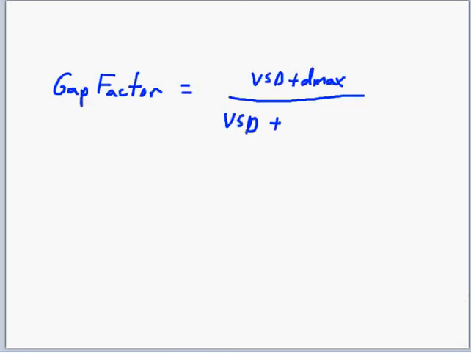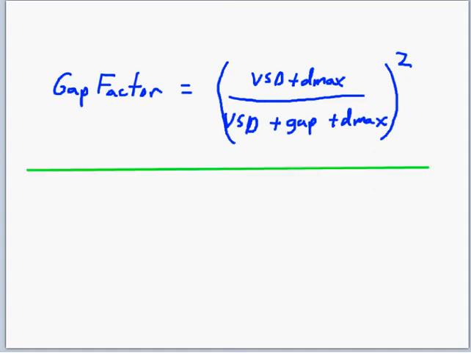The formula is called the gap factor, and the formula is just the virtual source distance for that electron cone and that electron energy plus the Dmax, over the virtual source distance plus the gap, squared. In our case, we went from 100 SSD for our normal treatment to 110, so the gap was 10 centimeters, the difference between those two, plus Dmax of that beam.